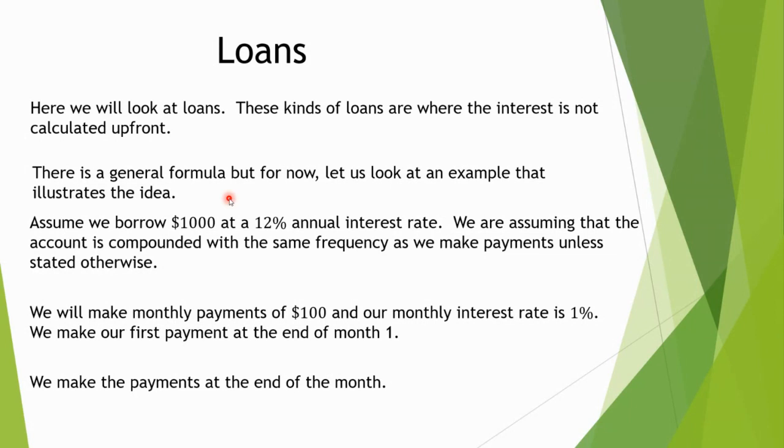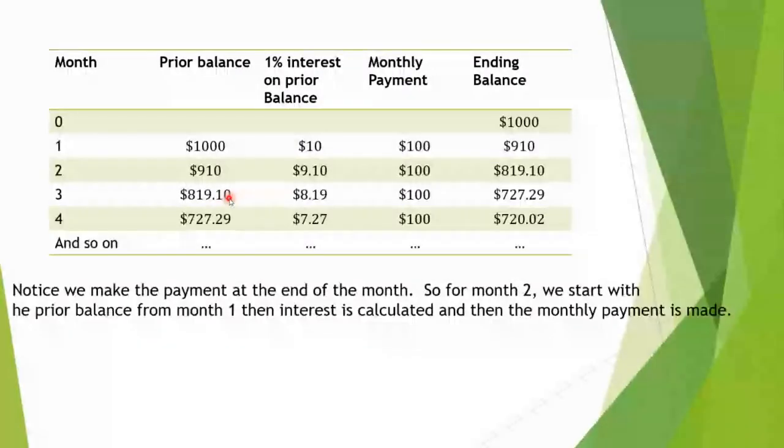And again, just like I said before, we're borrowing that money, and the account is being compounded with the same frequency as we make payments, unless stated otherwise. So if we're going to make monthly payments, it's going to be compounded monthly. Also, the payments and the compounding occur at the end of the month. That's what we're assuming as well. This is a little different from the book, because the book starts at month 1, but I'm starting at month 0. I think the book has a typo unless there's something I'm missing.